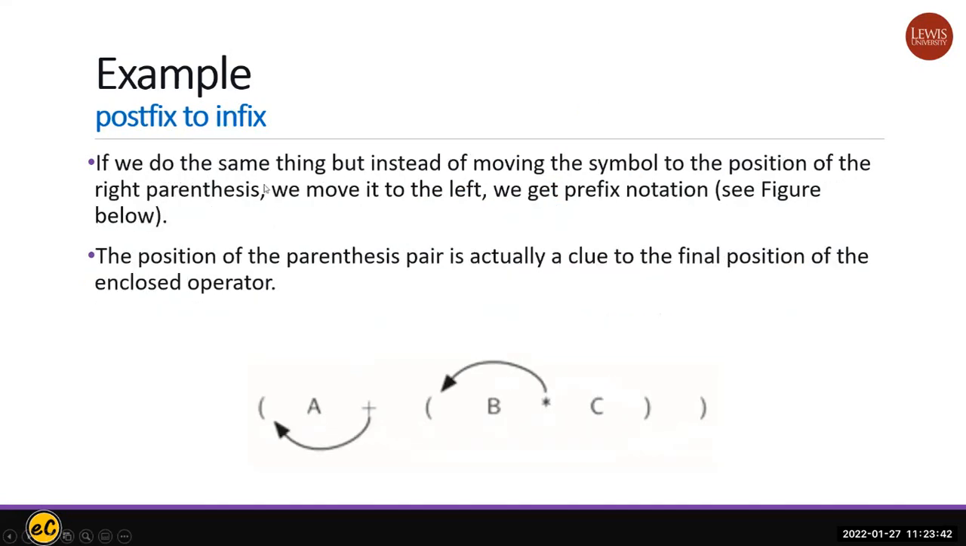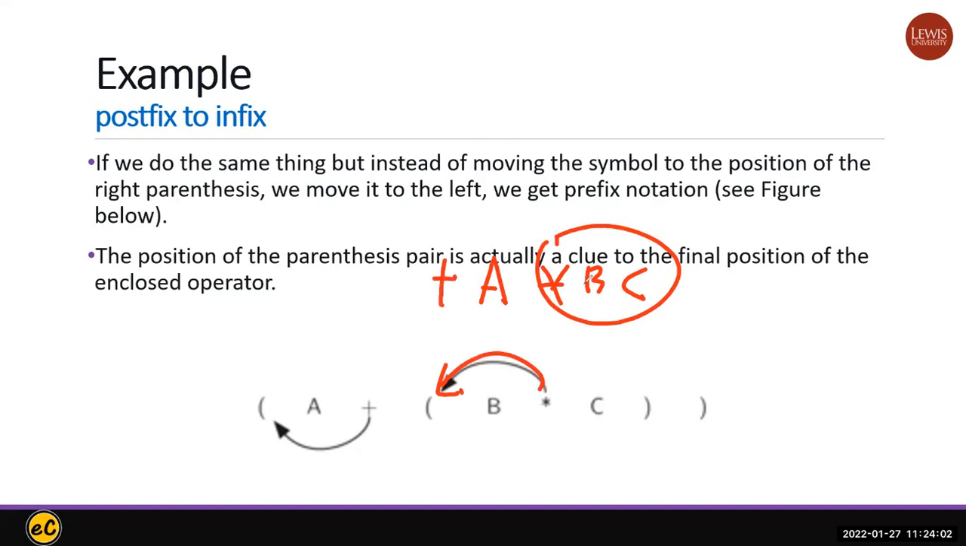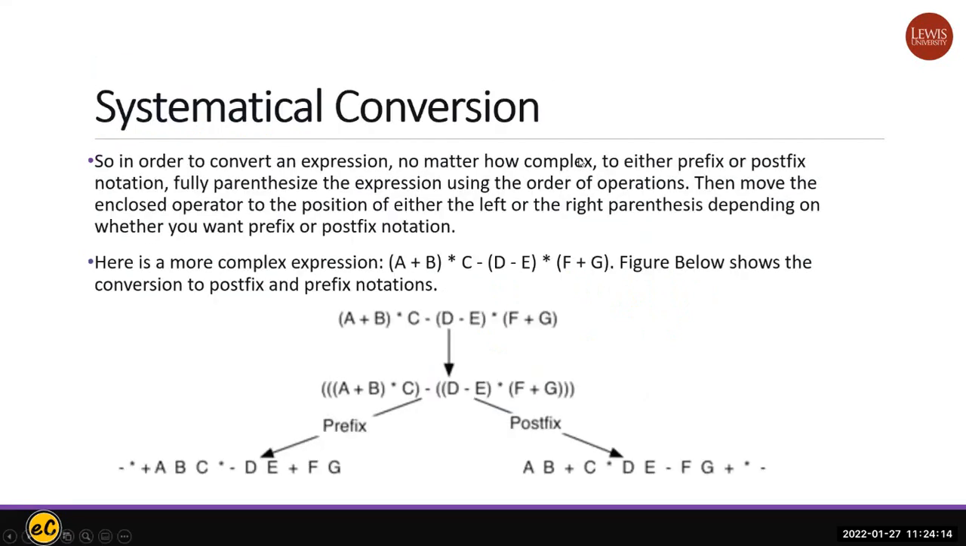Okay, so if we do the same thing, instead of moving the symbols to the position of the right parentheses, and we get the prefix notation. So here we can change it to A times BC. Times BC is once you move the operator here, and you move the plus to here, then you become the so-called prefix operation. Okay, systematical conversion.